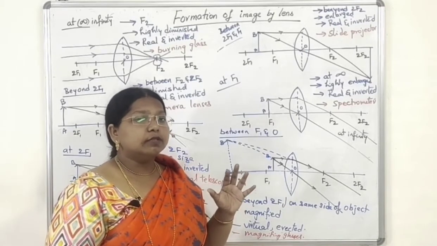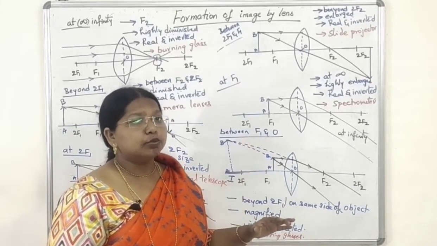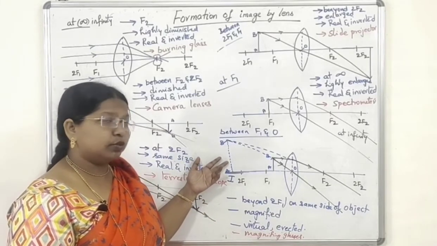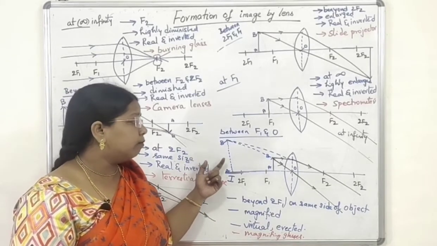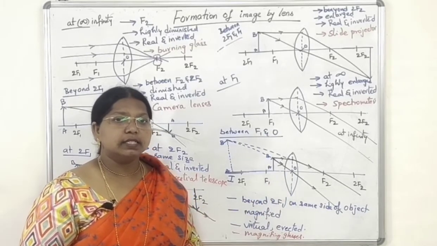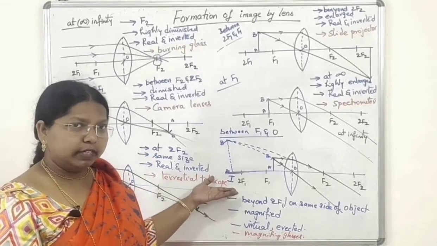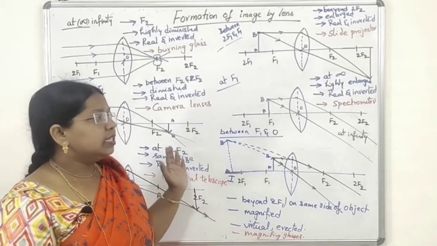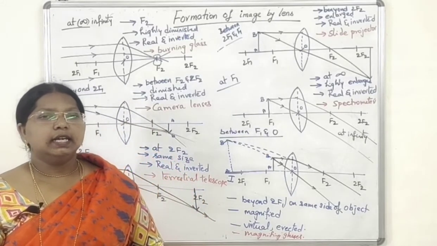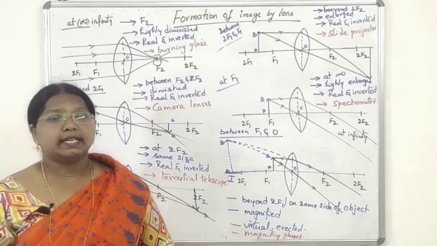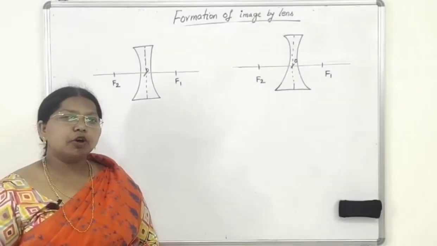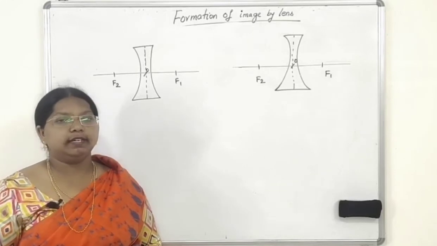So in a convex lens, we can also form enlarged virtual images, if we place the object between F1 and the optical center. Clear, students? In the case of microscopes, we use this application. So these are the different positions of the object placed on the principal axis of a convex lens. Now we will draw the ray diagrams for a concave lens.